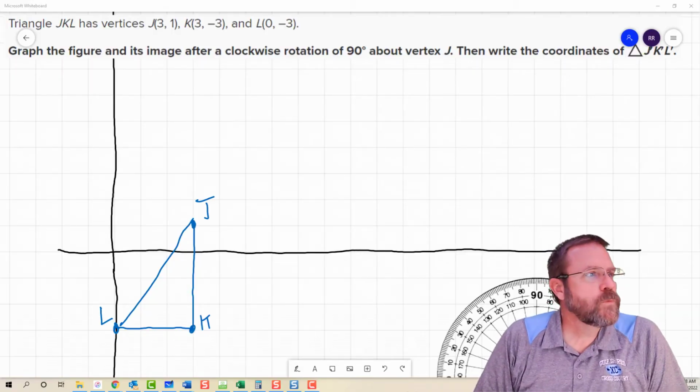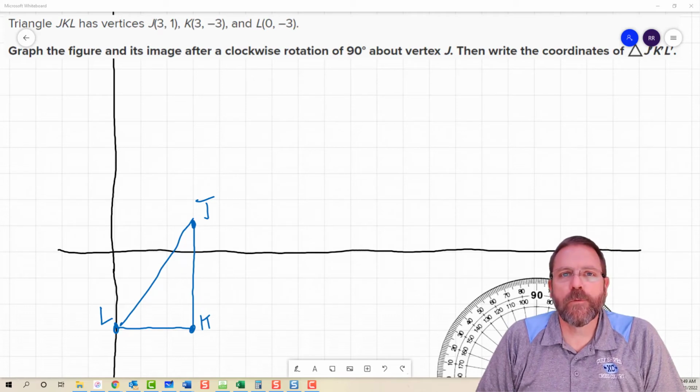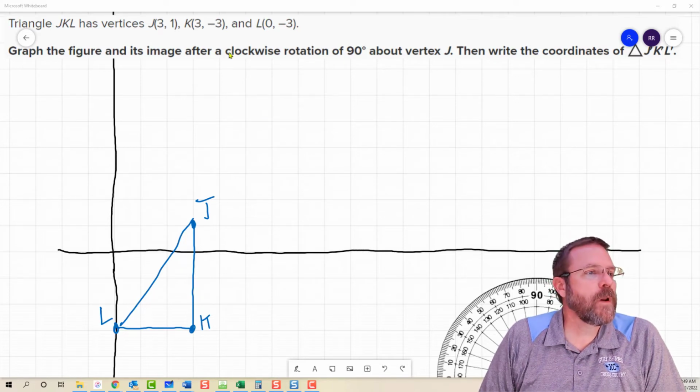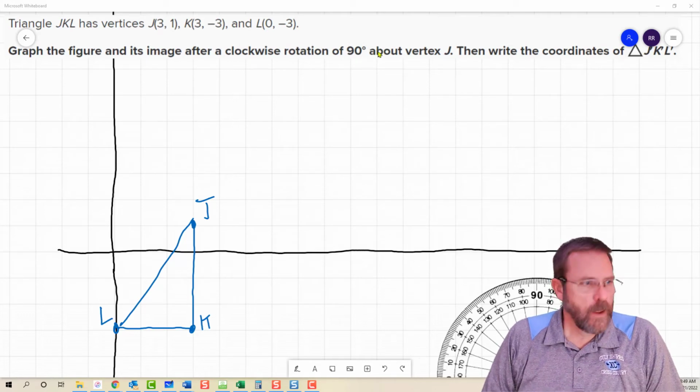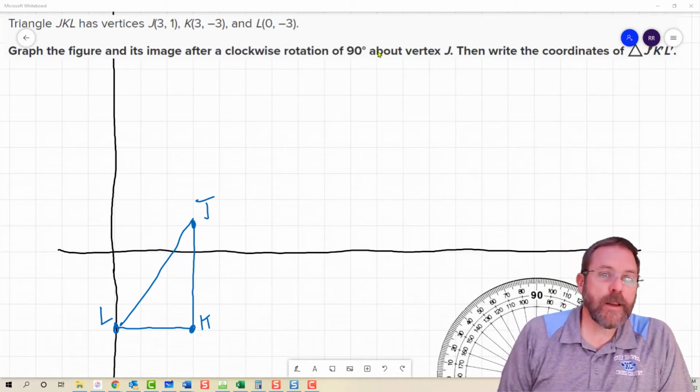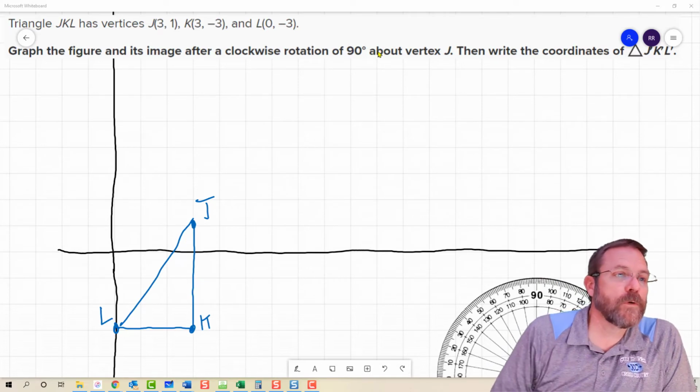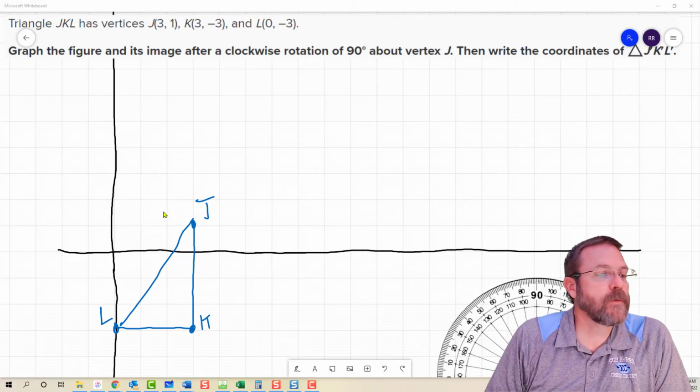Alright, the instructions want us to graph the triangle JKL, which I already did, and find the new image of JKL, which is going to be J prime, K prime, L prime, after a clockwise rotation of 90 degrees around the vertex. First thing I want to do is acknowledge that we're going around the vertex J. That's going to be the one we want.